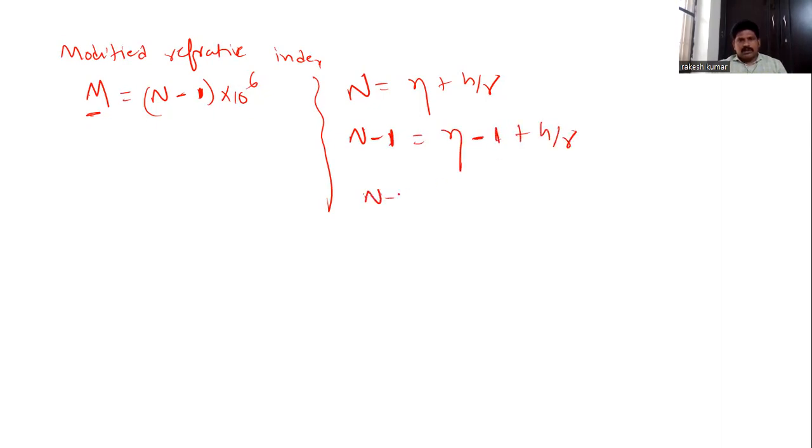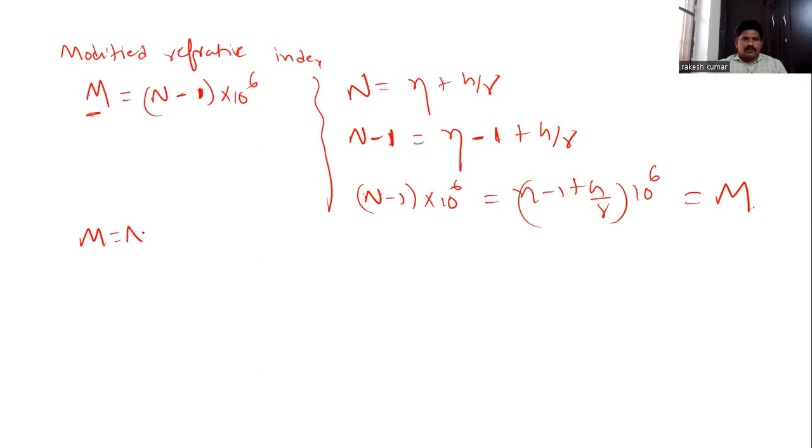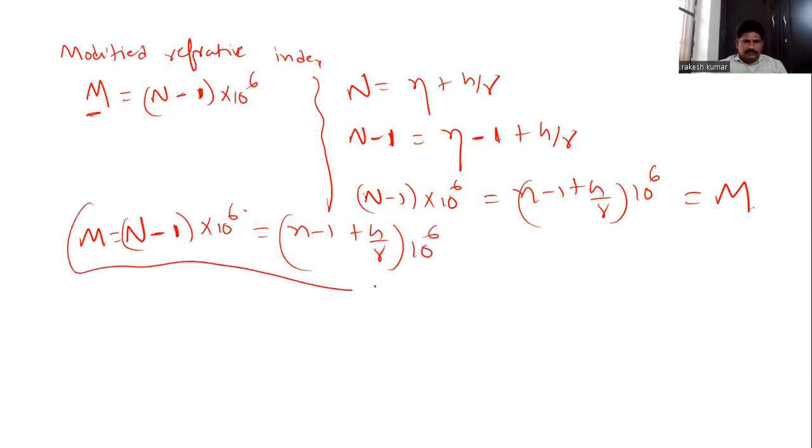Next I am multiplying (n minus 1) into 10 to the power of 6, which is equal to (n minus 1 plus h by r) into 10 to the power of 6, which is nothing but n. Therefore, the value of M, the modified or excess modified refractive index, is equal to (n minus 1) into 10 to the power of 6, that is equal to (n minus 1 plus h by r) into 10 to the power of 6.